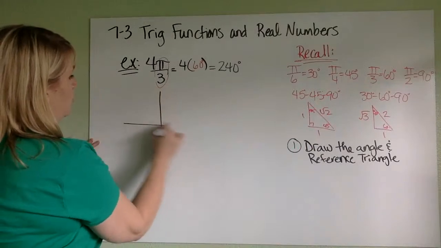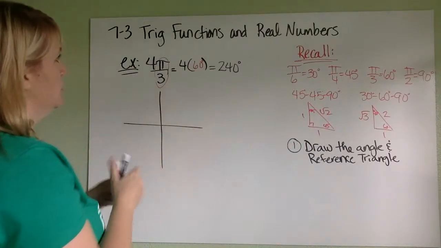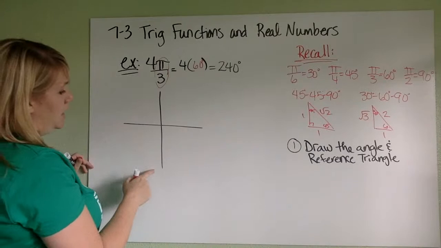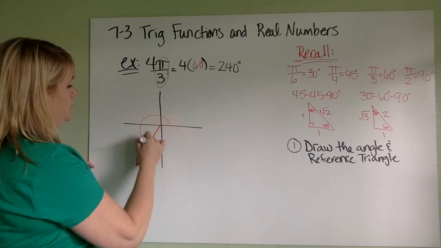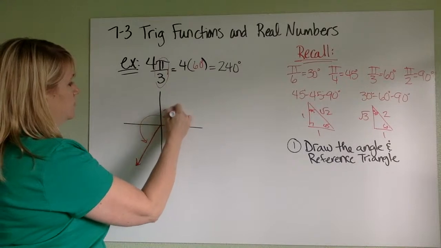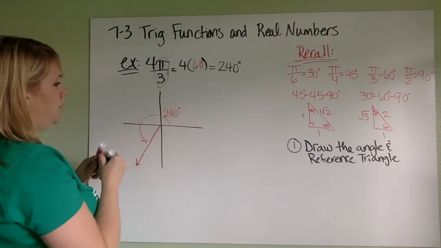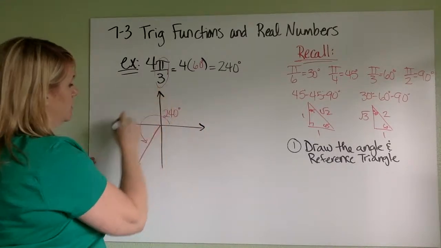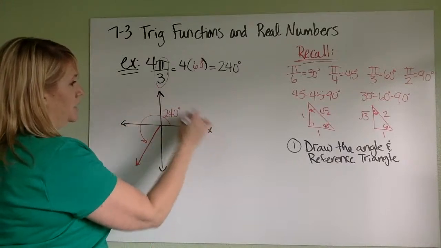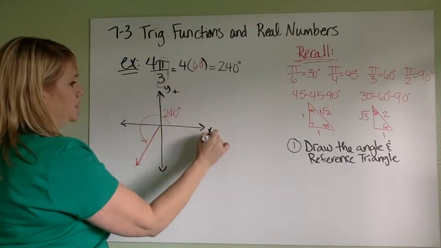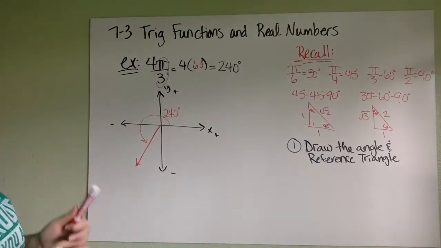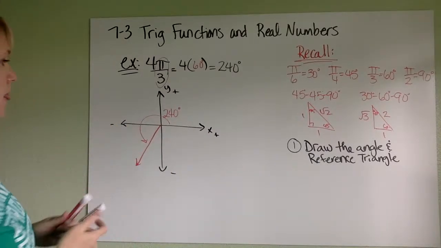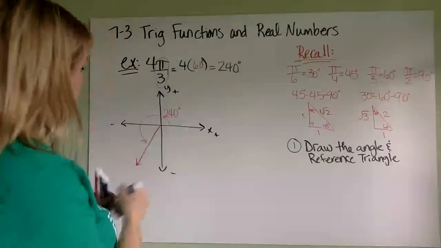So 240 degrees is between 180 and 270. So it might fall somewhere like that, right? Keep in mind that this is the positive x, y. This is x, this is y, positive, positive, negative, negative, right? Keep in mind that that's what we're drawing this on. It's easy to lose that.